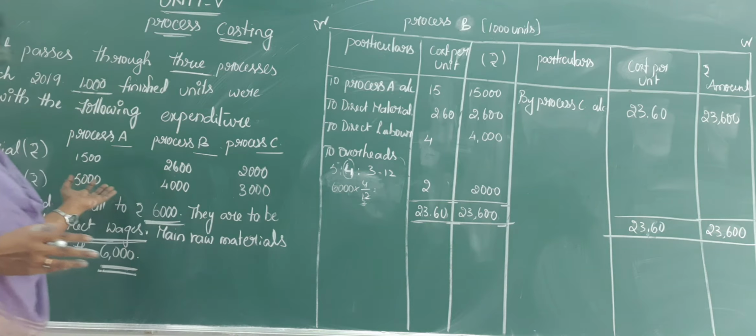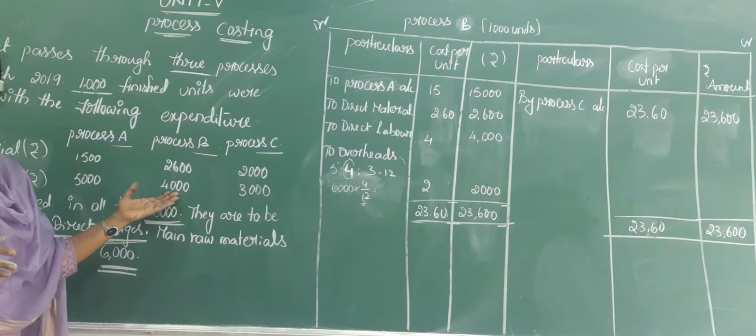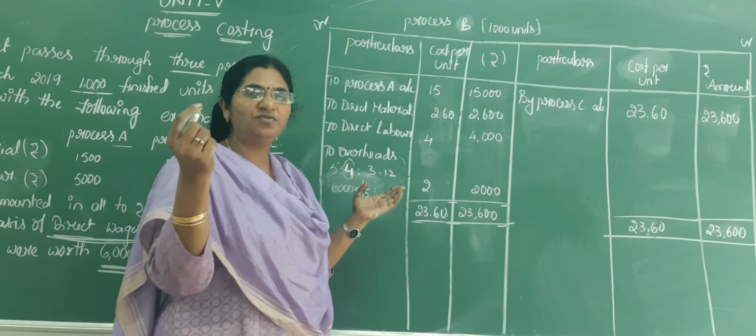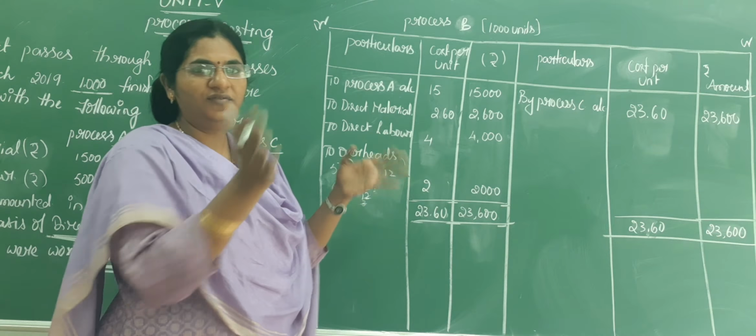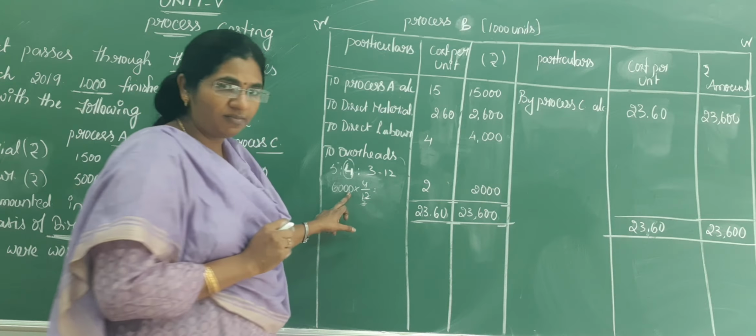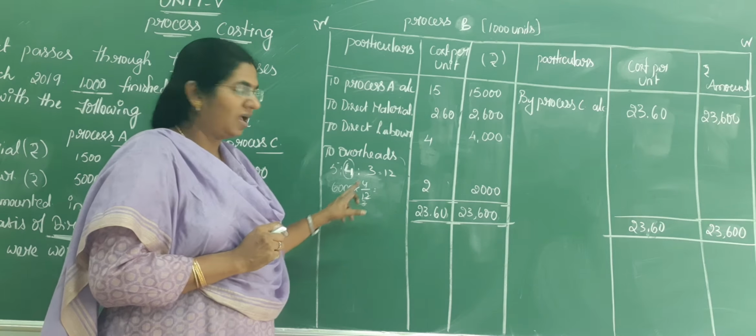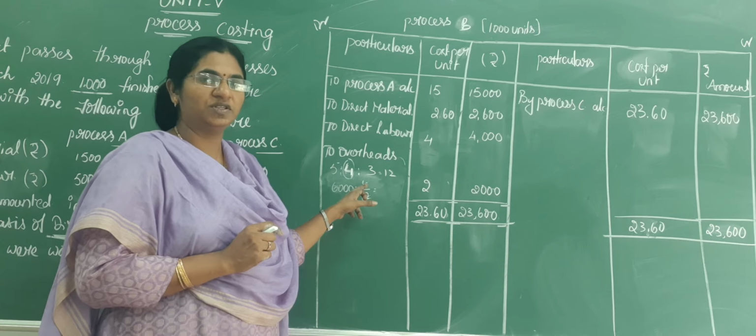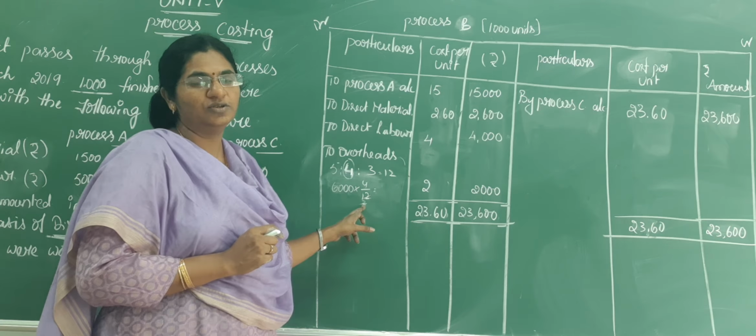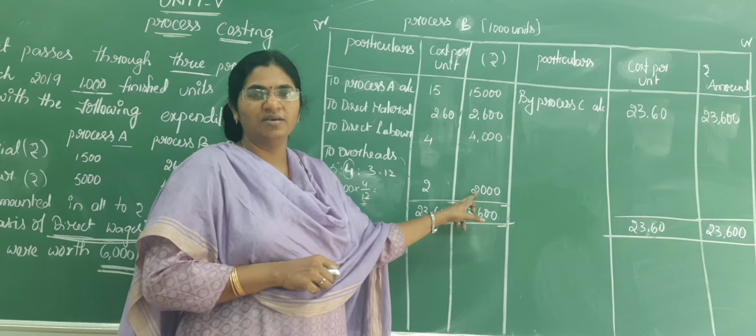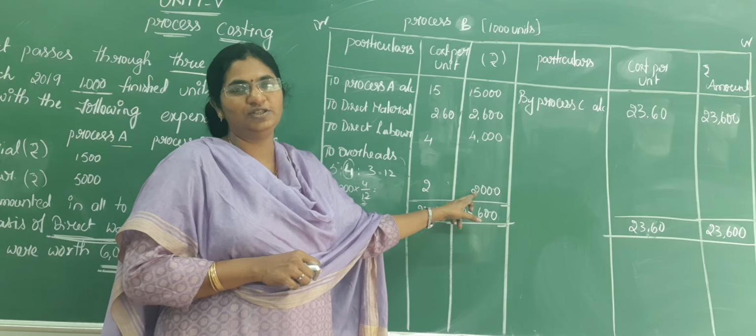Here direct wages for process A is 5,000, process B is 4,000, process C is 3,000. So 5,000 is to 4,000 is to 3,000, which is equal to 5 is to 4 is to 3. 5 is for process C, 4 is for process B. Now we have to take that. So total overheads are 6,000 and out of this 4 is the ratio of process B. Total ratio is 12. So 6,000 into 4 by 12, that equals 2,000. For process B, the total amount is 2,000.